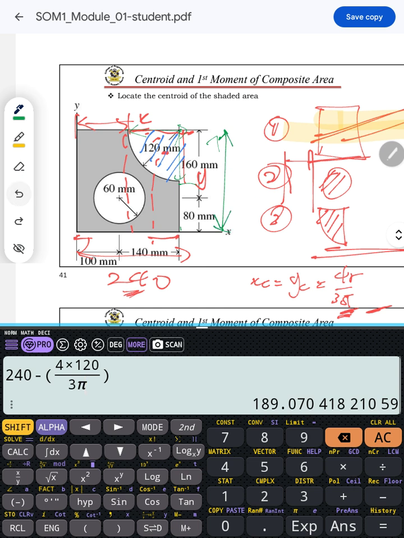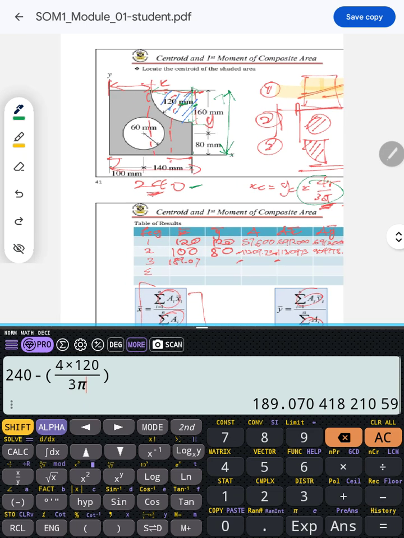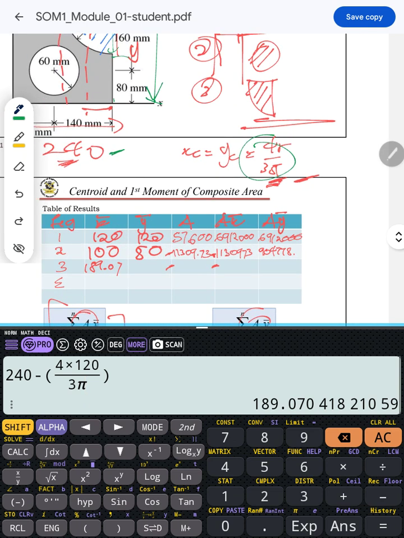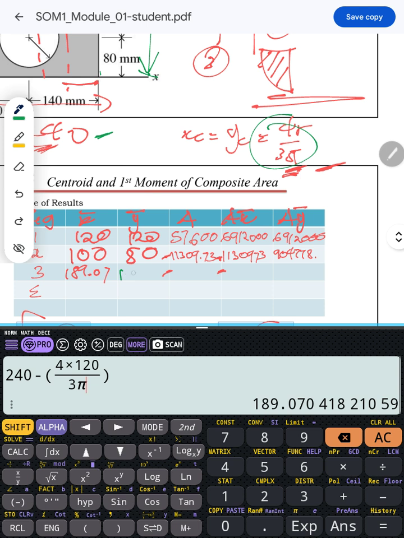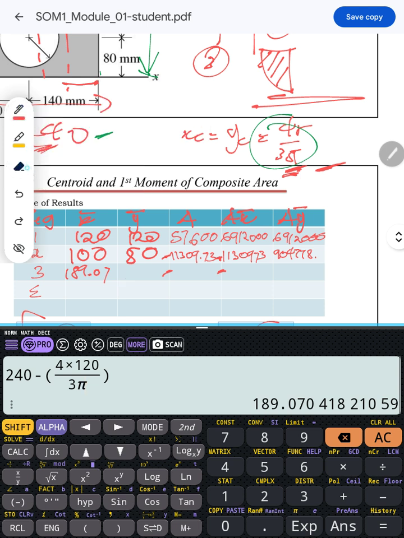Sorry, 240. We're just doing the same thing. Minus, so we move to 240, and then use this formula here to bring us to the center, which is a minus, right? So 240, just the same thing. The formula for both of them is the same, right? So we end up getting actually the same answer, which is 189.07. I don't want to claim that negative there because we said it's important.